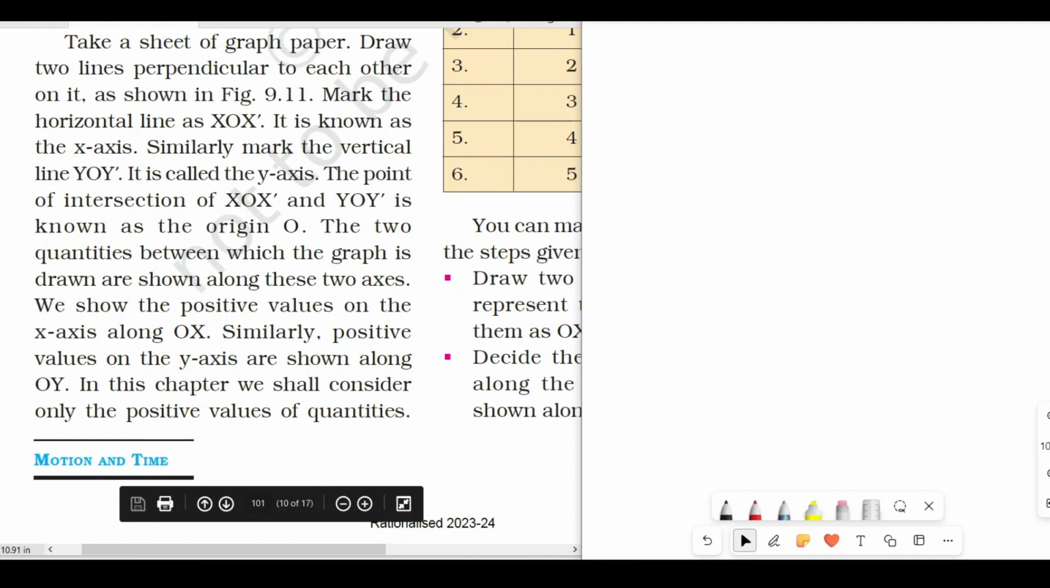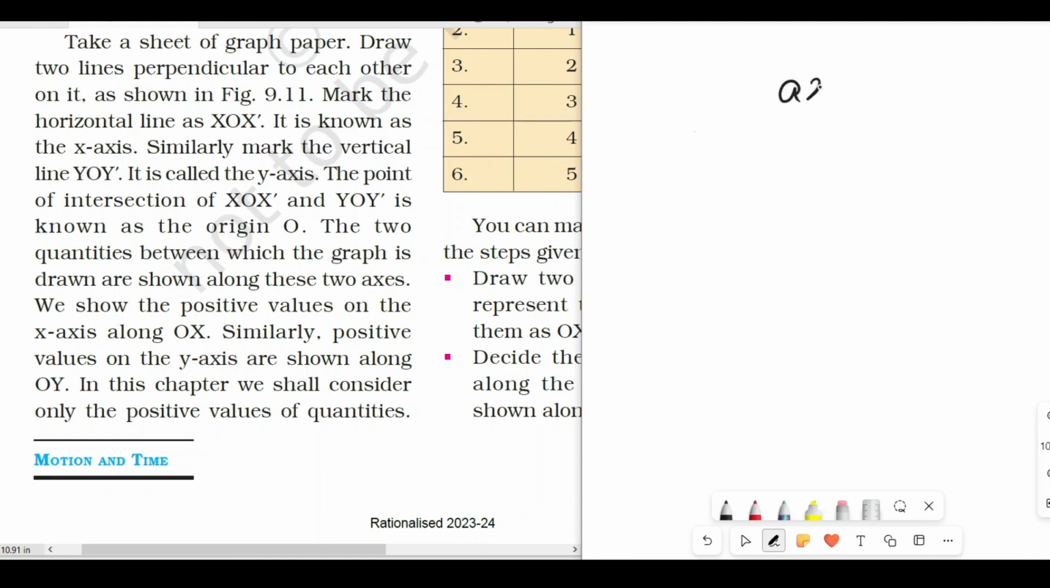So, what did we learn so far? The x-axis, the y-axis, the positive values are represented on the OX and OY side of the graph, and lastly the center point is called the origin. Also remember that if you're talking about one axis, the spelling is AXIS, but if you're talking about two axes, the spelling is AXES. So this is the plural for axis.